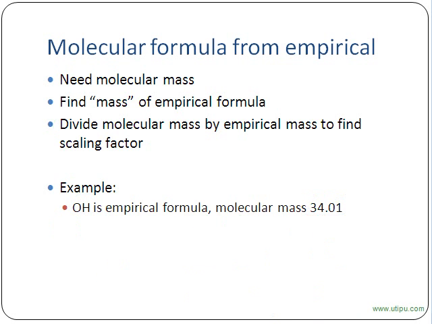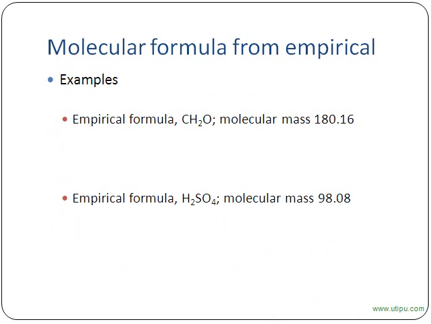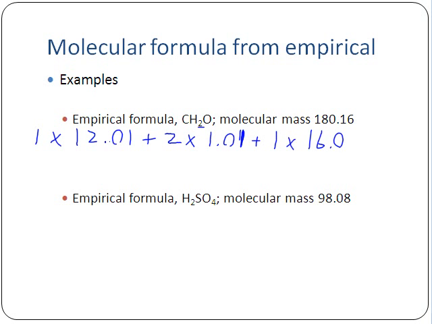Let's try another couple of examples, just some practice ones. Suppose we have an empirical formula of CH2O and a molecular mass of 180.16. First step, as we did before, is to find the empirical mass. We have 1 carbon, so 1 times the mass of carbon, 12.01. Then we add the hydrogens. There are 2 hydrogens, so 2 times the mass of hydrogen, 1.01, plus we have 1 oxygen, times the mass of oxygen, which is 16.00.